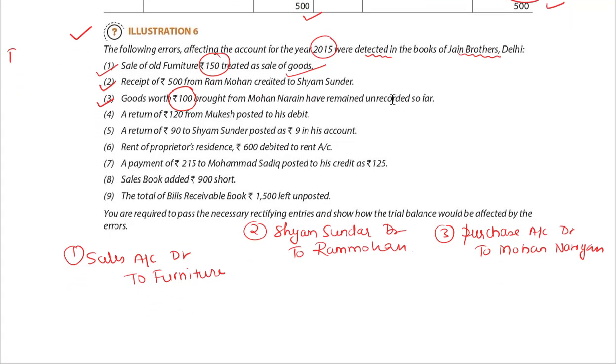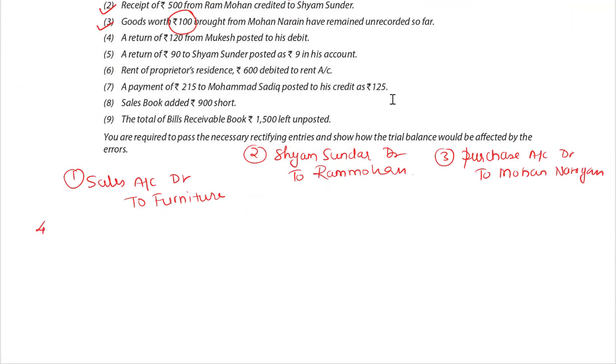I believe all of you are clear till here. Let's see the fourth entry. A return of 120 from Mukesh posted to his debit. Fourth one, you should understand over here, it is a sale return case. We have debited Mukesh by mistake. That is 120, but we need to credit it.